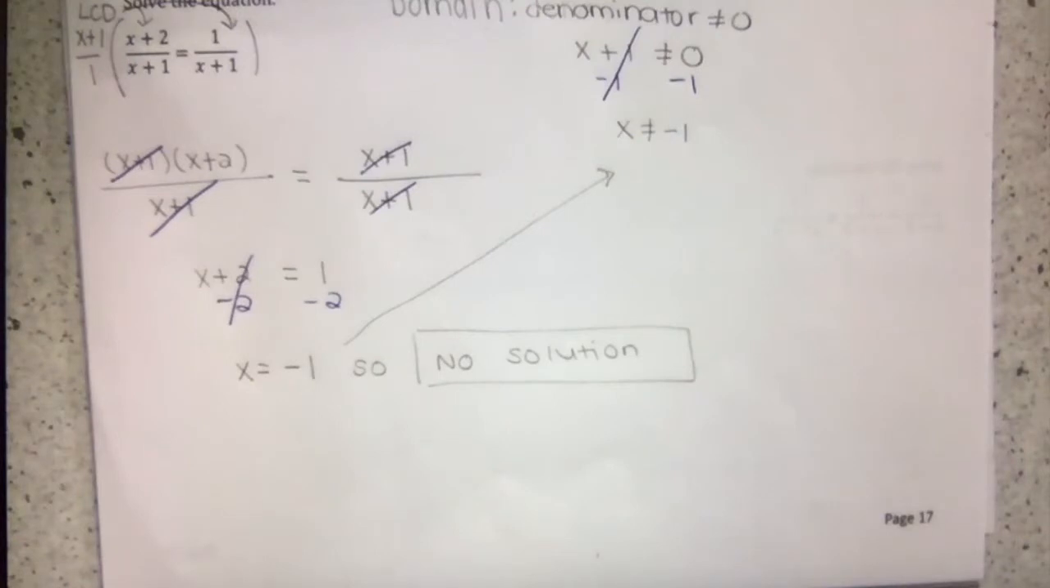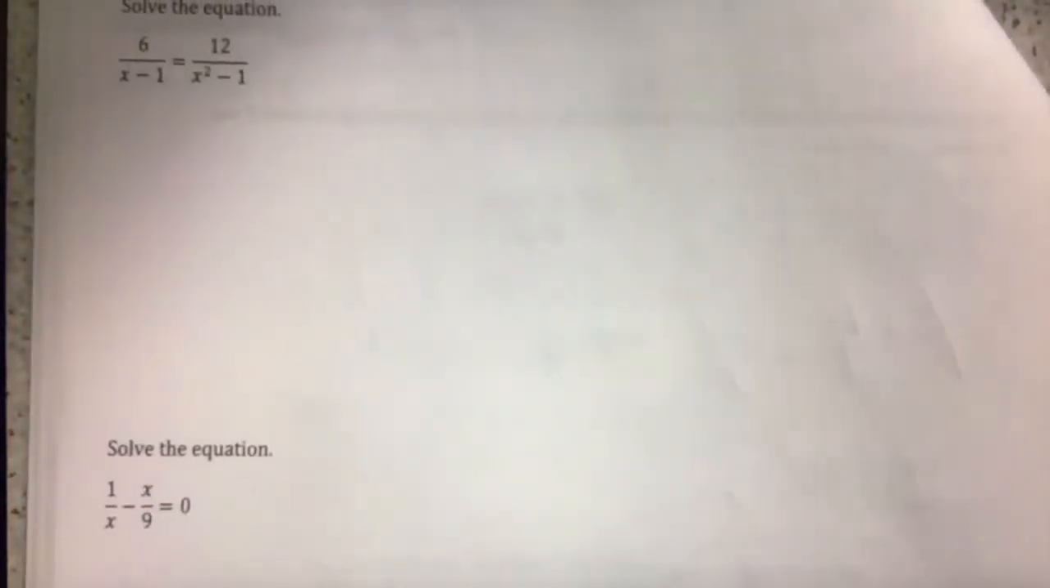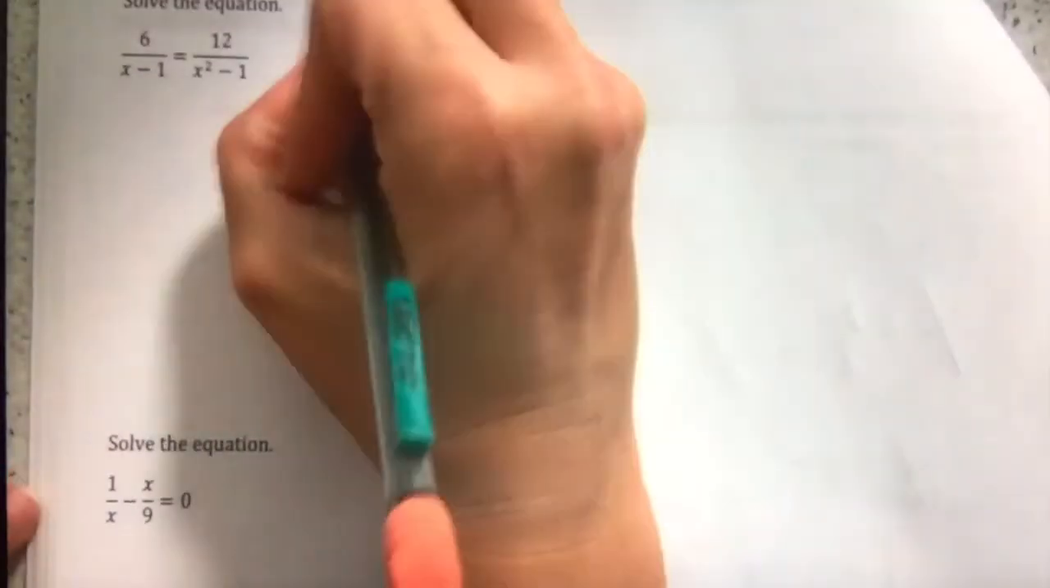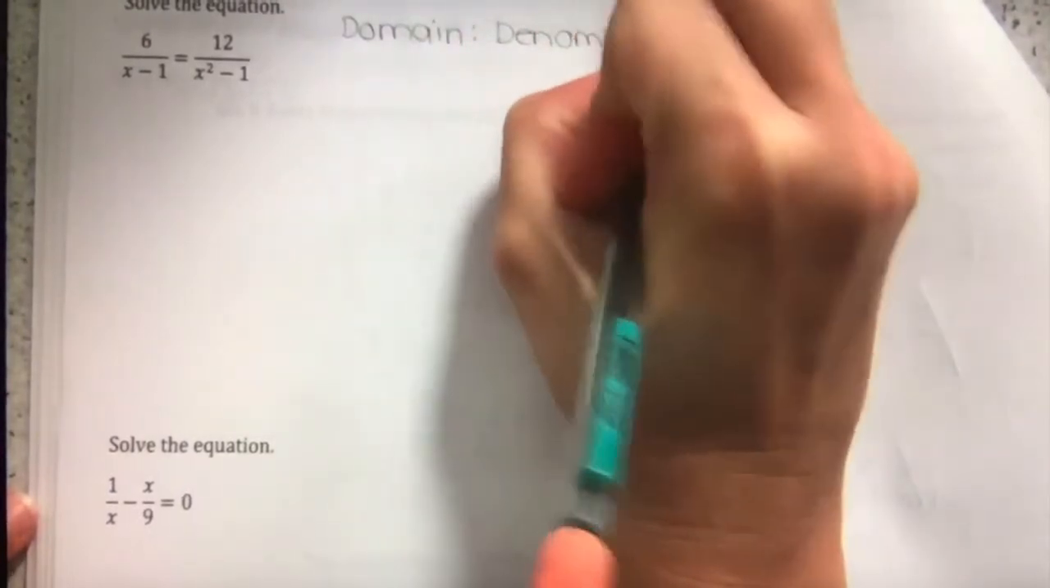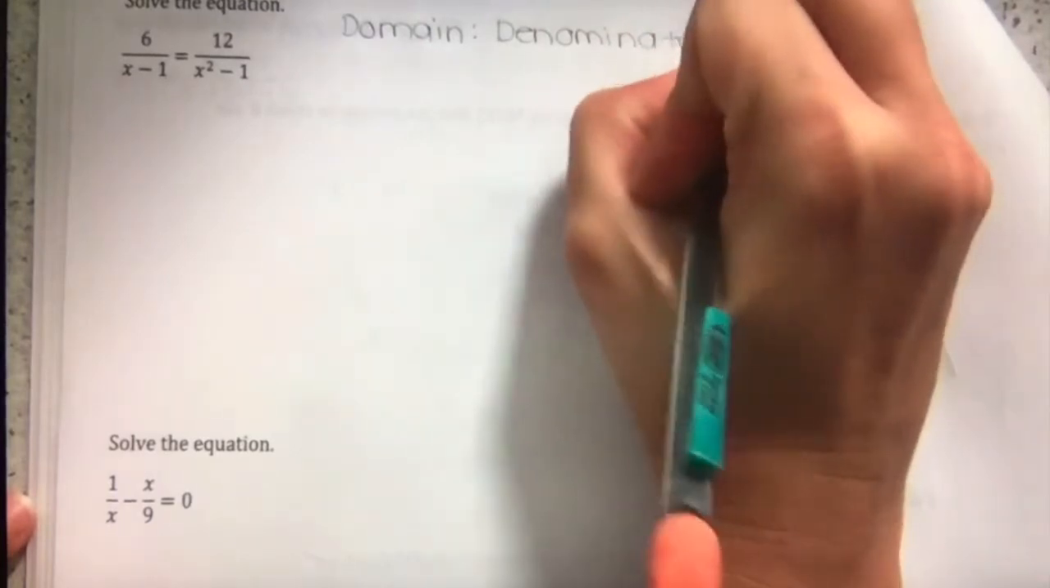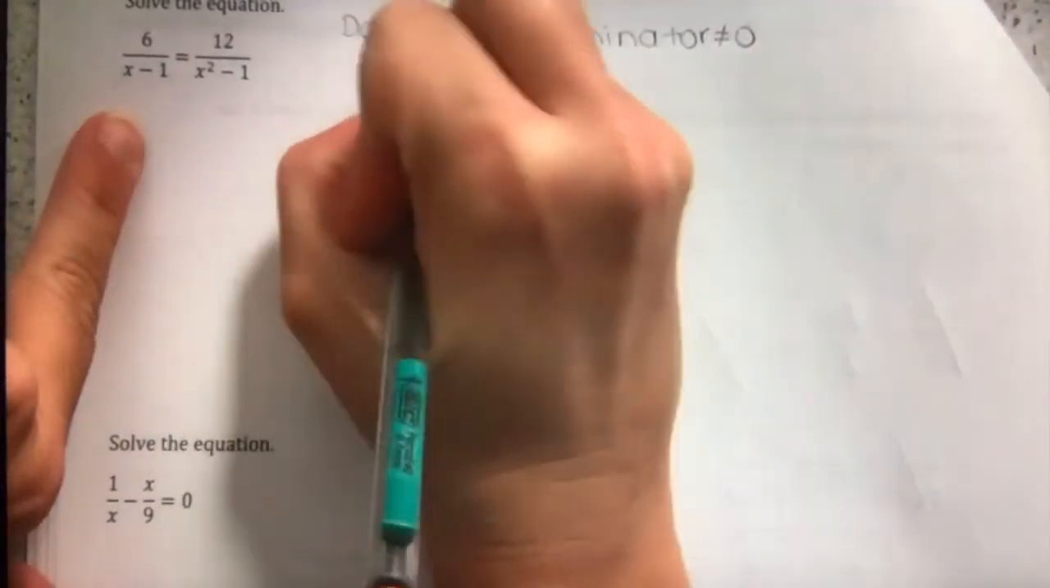All right, let's try another one. So next example, solving the equation 6 over x minus 1 equals 12 over x squared minus 1. Same thing as usual. There's fractions, so we have to find the domain first. For our domain, we know our denominator cannot equal 0. Our first denominator is x minus 1.